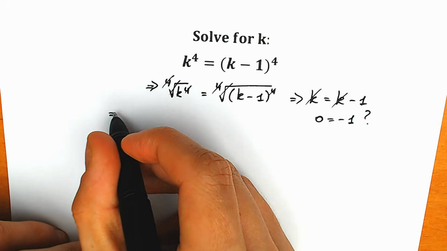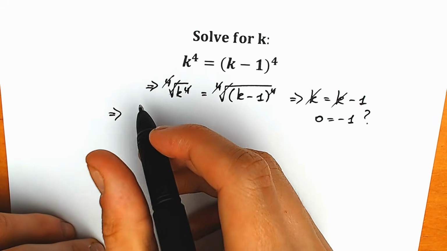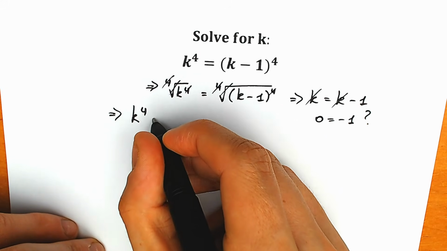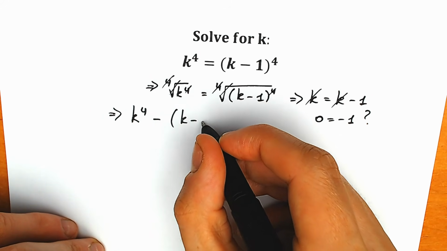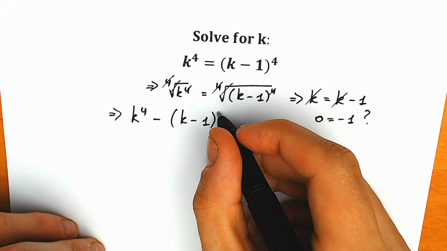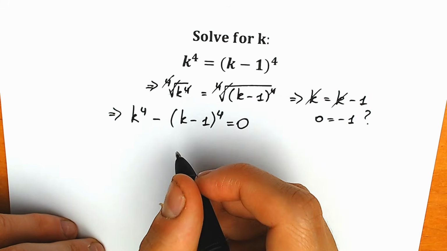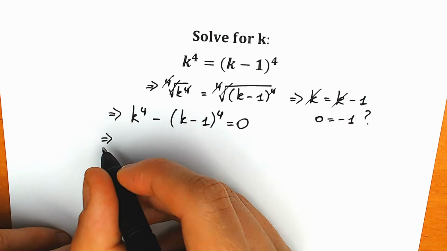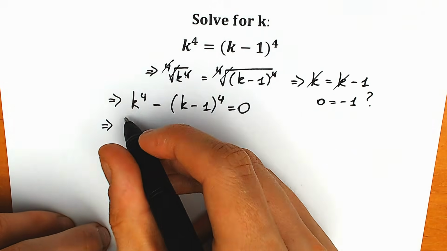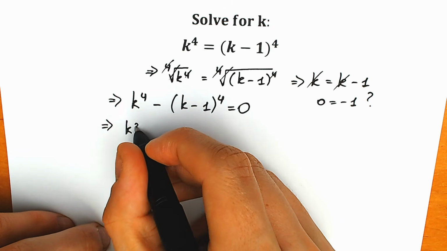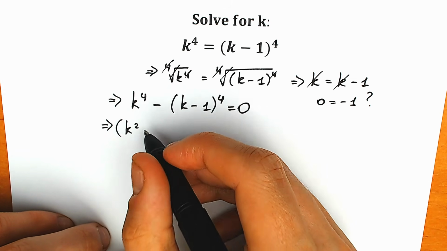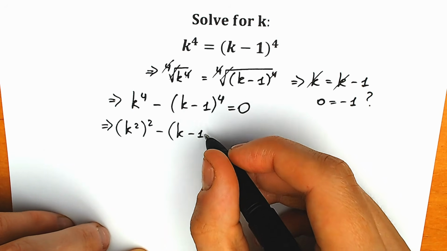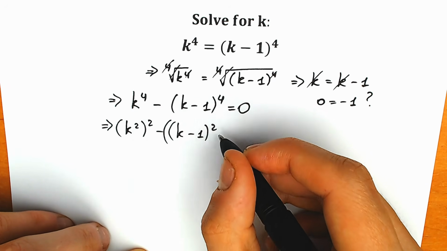First of all, let's move everything to the left side. As a result, what do we have? We have k to the power 4 minus (k minus 1) to the power 4 equal to 0. Right now we could consider it as a difference of fourth powers, but in our case, let's write it as a difference of squares. We can write k to the power 4 as (k squared) squared minus ((k minus 1) squared) squared.